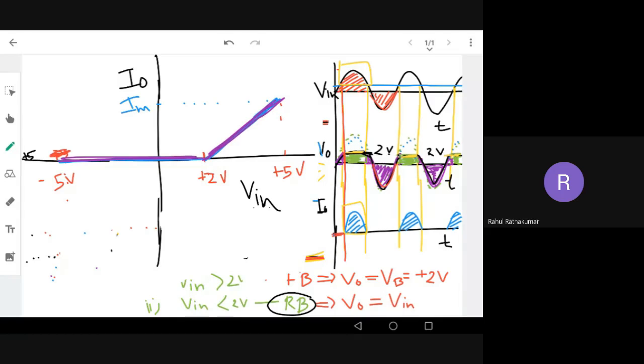You should practice all these graphs on all the other circuits we have discussed. I have shared some problems in the Google Classroom. You can try all those circuits with all those things: V out versus V in, V out versus time, I out versus V in, etc. Okay. So fine. If there are any doubts, I can take them. Else we'll stop here.